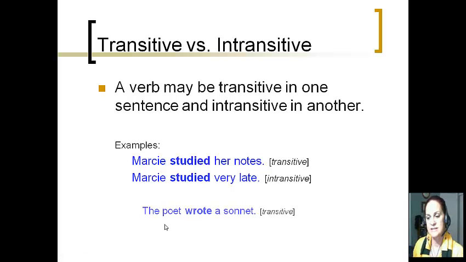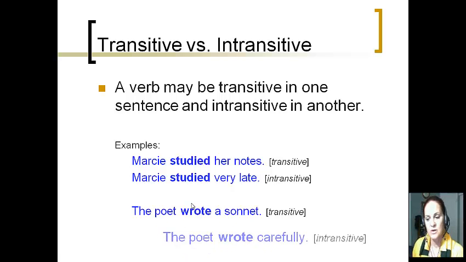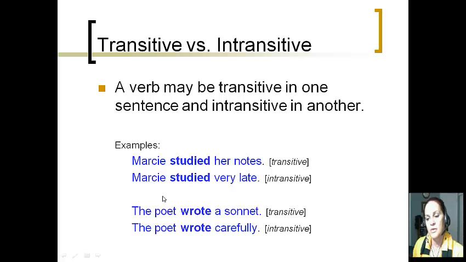Let's look at another example. The poet wrote a sonnet. The poet is my subject. Wrote is my verb. Wrote what? A sonnet. So the action of writing passes to the sonnet. So this one's transitive. Now, the poet wrote clearly. Poet here is my subject. Wrote is still my verb. Wrote what? Wrote how. It answers how. It doesn't answer what. So the action stays with the poet. In this case, it's intransitive.